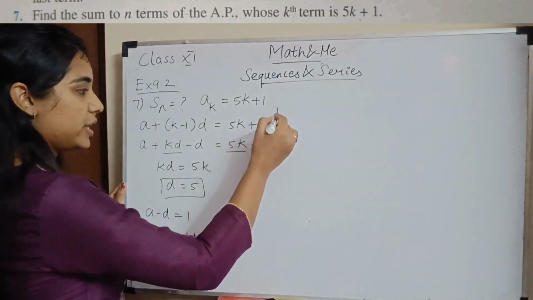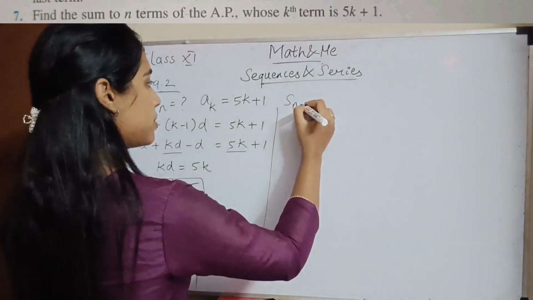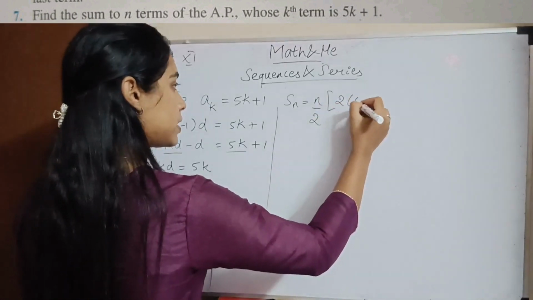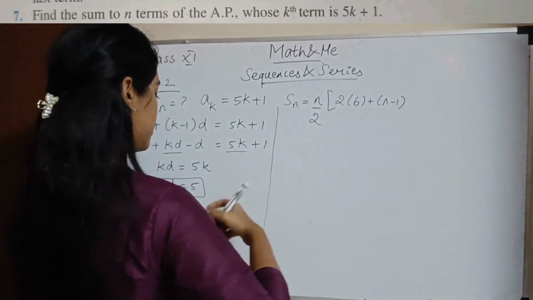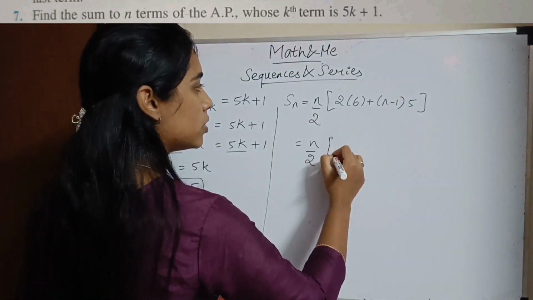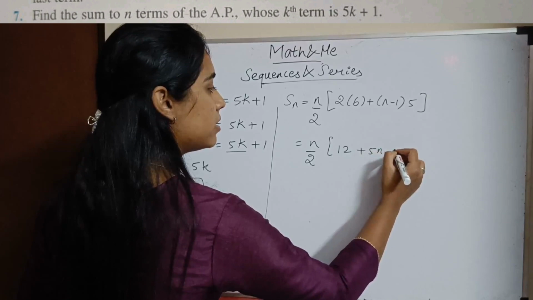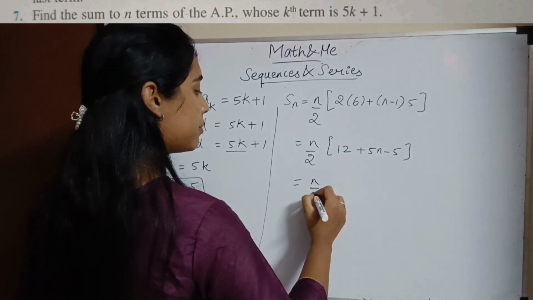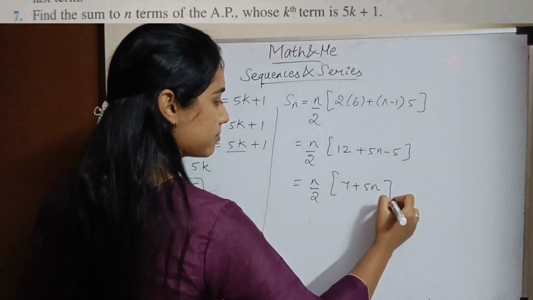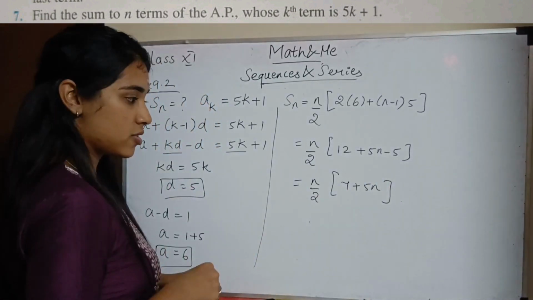So what do you need? You need the sum of n terms. So what is the sum of n terms? n by 2 of 2a plus n minus 1 times d. n by 2 of 12 plus 5n minus 5. n by 2 of 12 minus 5, 7 plus 5n. You do not know what your n is. So this is your final answer.